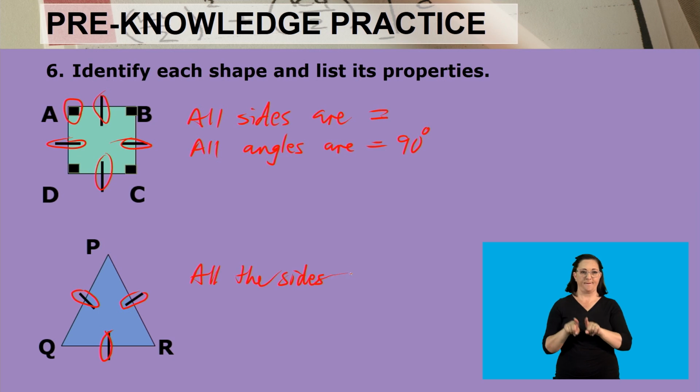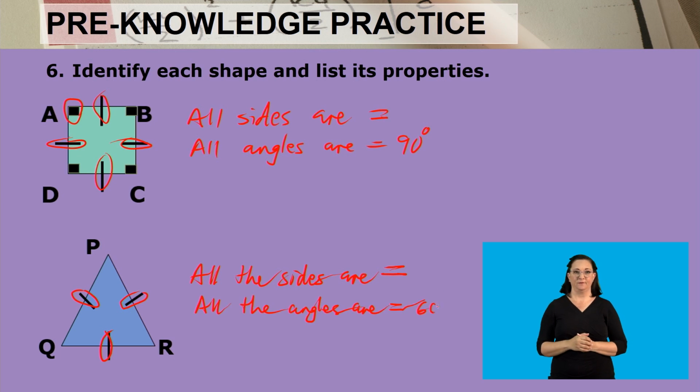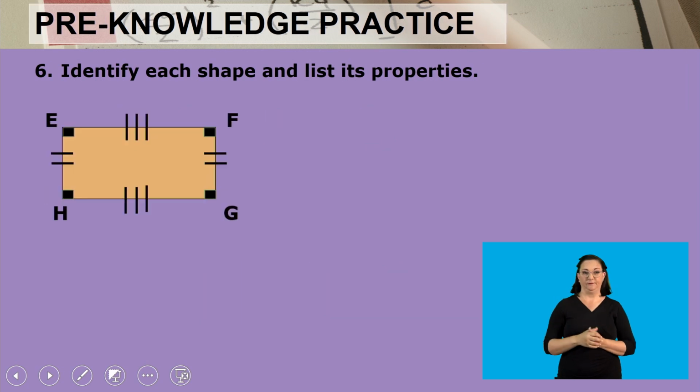All the sides are equal, and therefore that would be an equilateral triangle. Let's look at the next one. And again, what we understand about an equilateral triangle is that all the angles are equal as well. All the angles are equal to 60 degrees. We'll need to prove that.